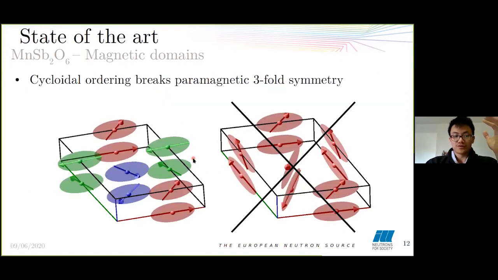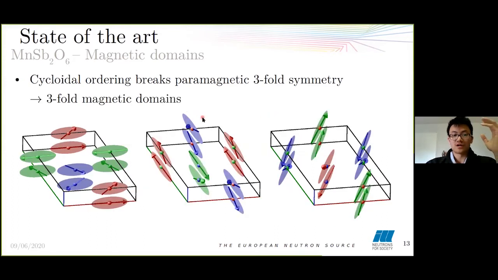Then we know that the cycloidal order is breaking the threefold symmetry from the paramagnetic P321 group. So the moments are ordering within the same plane and not following the directions provided by the threefold symmetry. In this case, we are expecting some threefold magnetic domains to appear in which the planes of rotation of the spins are related by the threefold symmetry.